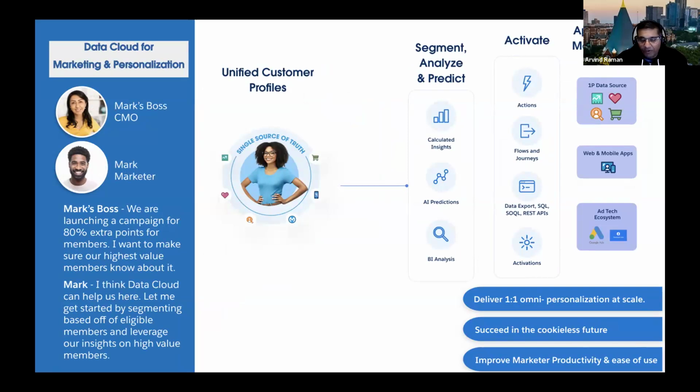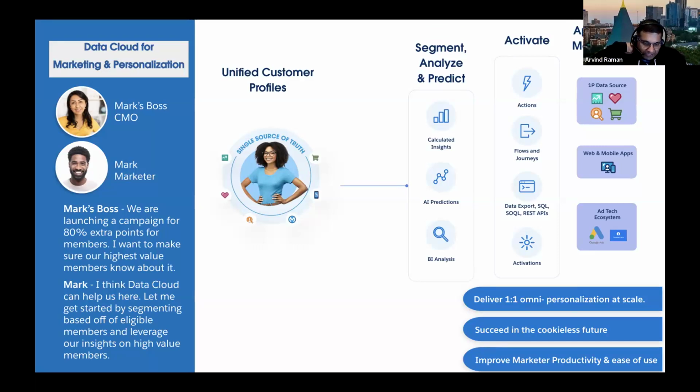Again, as you know, we are going into more and more of the cookieless future. I think Google just announced that they start blocking 1% of cookies. So the importance of your first party data gets very critical for your CMO and the marketer to be able to deliver on the goals that they need, right? And then to do it in a very scalable, efficient way. And that's where Data Cloud comes in as well.